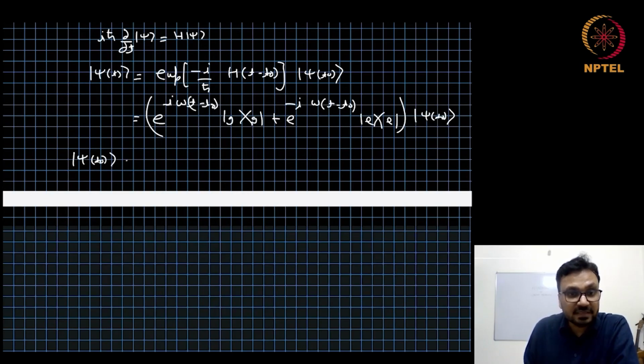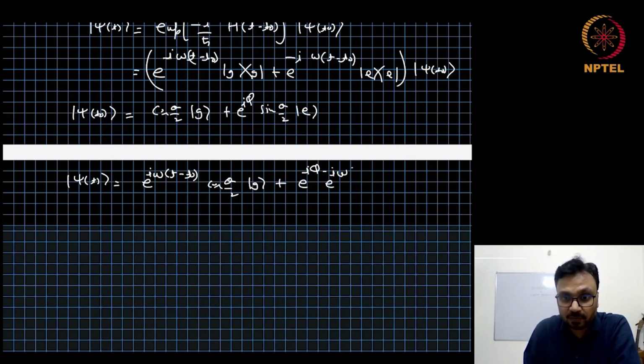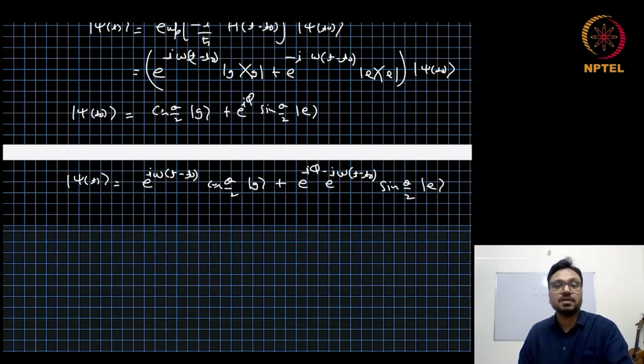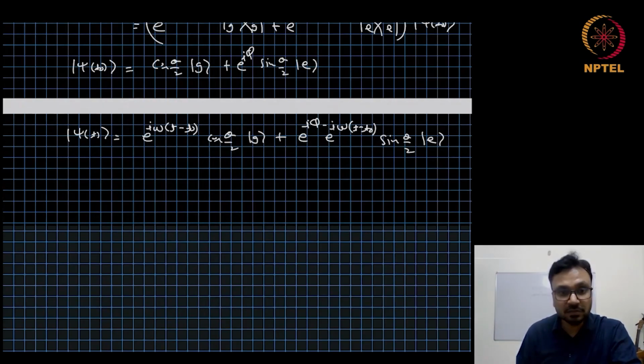If psi of t0, the initial state, is cos of theta over 2 ground state plus exponential of i phi sine of theta over 2 the excited state, then the state at time t will be exponential of i omega (t minus t0) cos of theta over 2 G plus exponential of i phi exponential of minus i omega (t minus t0) sine of theta over 2 E. So in that way we can calculate the time evolution of a two-level system.